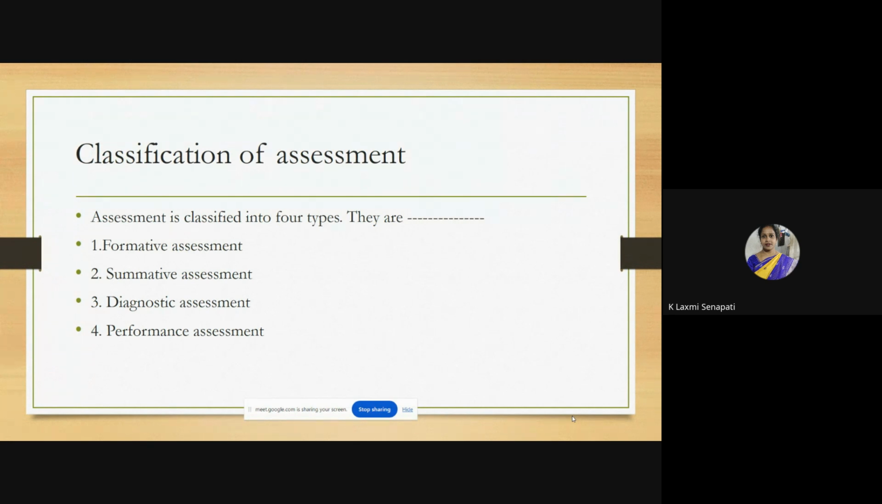Assessment is classified into four types. What are those? They are formative assessment, summative assessment, diagnostic assessment, and performance assessment. This is the most important thing. In formative assessment, how is the teacher going to assess? In summative assessment, how is the teacher going to assess? In diagnostic and also in performance assessment. First of all, as a teacher, we should have an idea about each type of assessment.